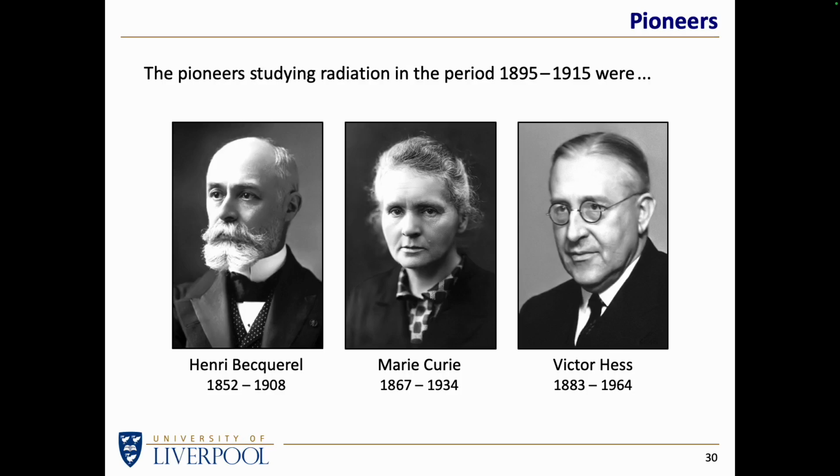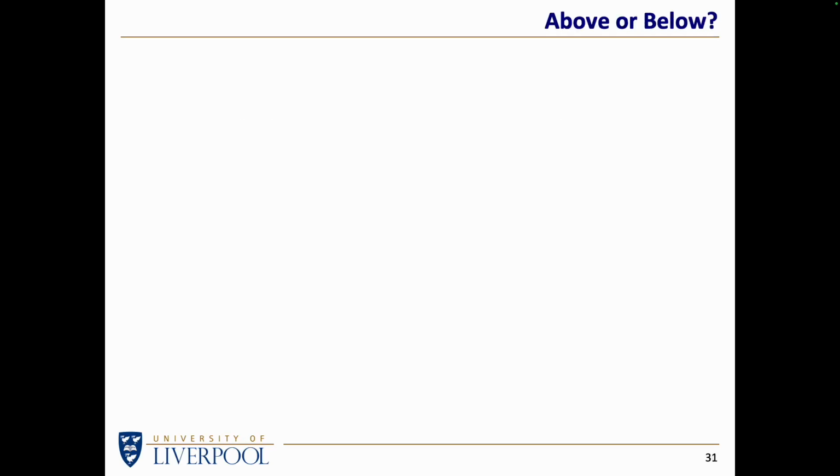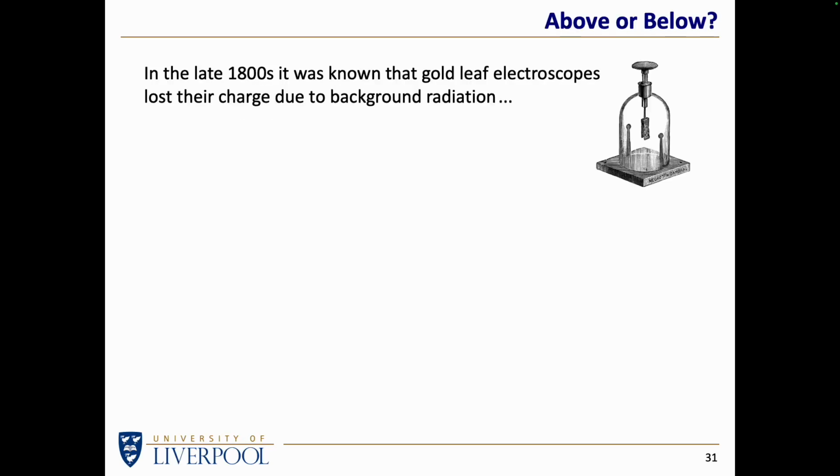Hess basically discovered cosmic rays, and we'll see how he did that in just a moment. So in the late 1800s, people were doing lots of experiments trying to understand how radiation worked. They used so-called gold leaf electroscopes. What are these? They're little bell jars, and inside there are two leaves of gold.